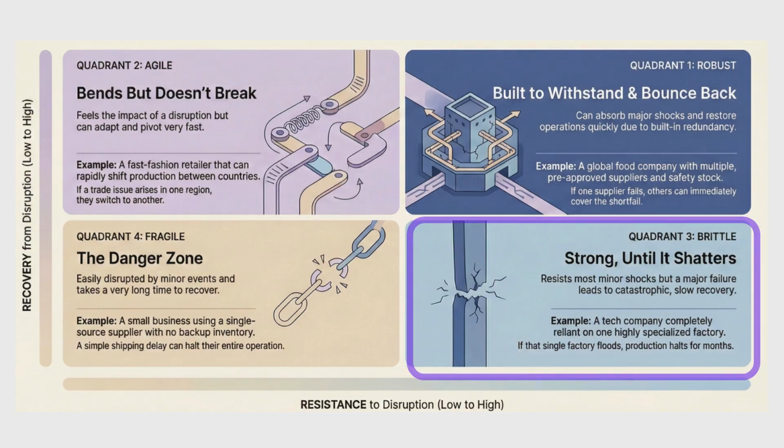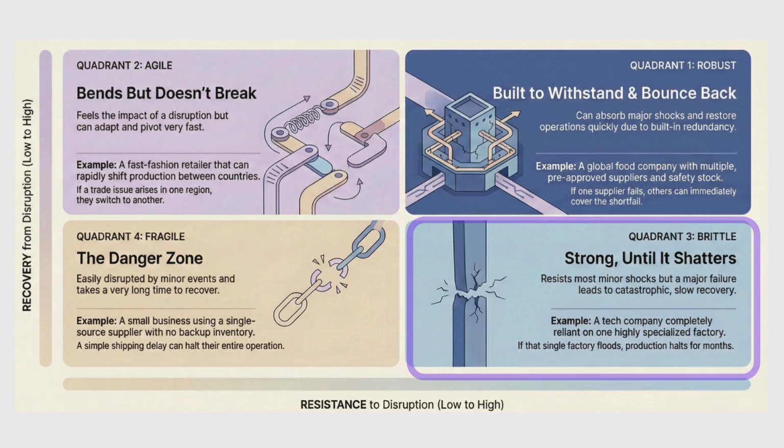Quadrant 3, brittle, strong until it shatters. These supply chains have high resistance but low recovery. They are stable under normal conditions and can withstand small issues. But when a major disruption hits, recovery is slow and painful.